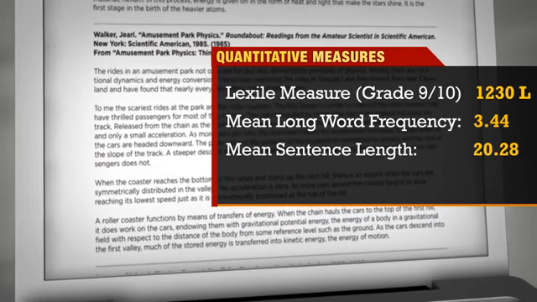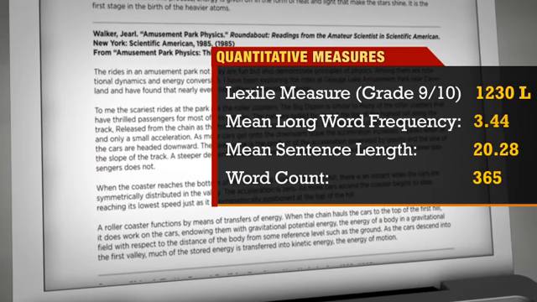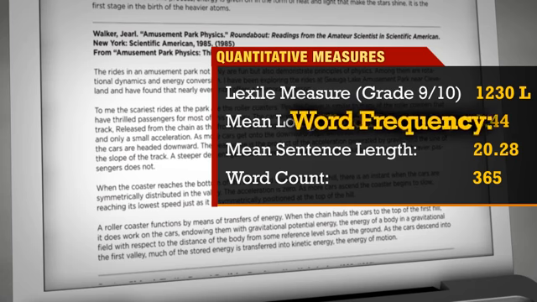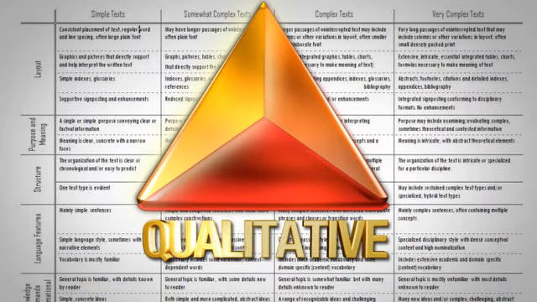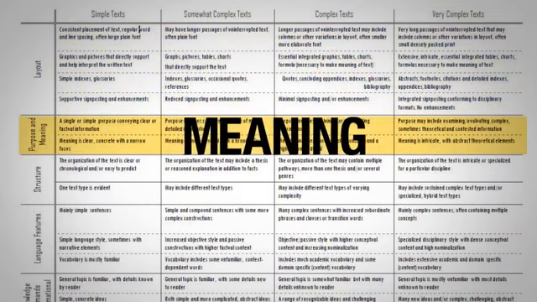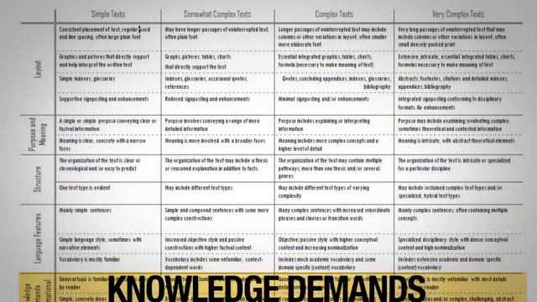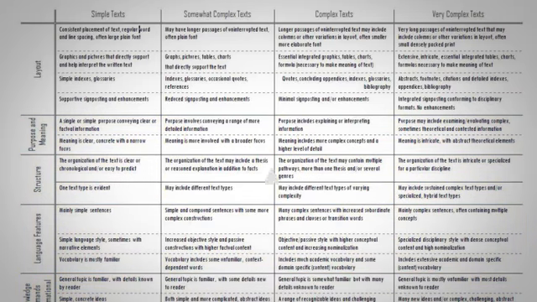A Lexile is one indicator of readability. This readability formula is used to determine the difficulty of a text using factors such as word frequency and sentence length. The qualitative dimensions of this text have been gauged using a rubric that assesses the layout, meaning, structure, language features, and knowledge demands of a text.